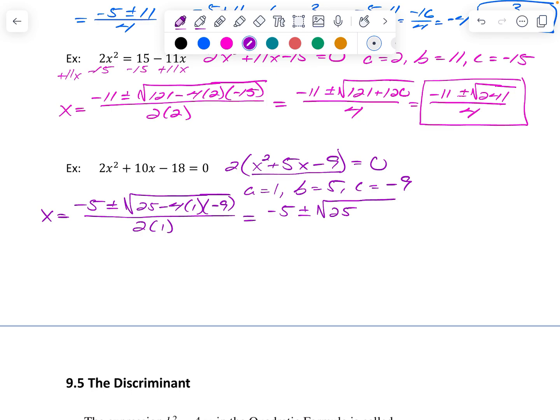So this is going to be 25 plus 36 over 2, or negative 5 plus or minus the square root of 61 over 2. Now, 61 is a prime number as well, and so we're done. But you can see now why we need the quadratic formula for our last two examples, because we could not factor that or do it, a box or any other way. The only way we could get those answers is by the quadratic formula.